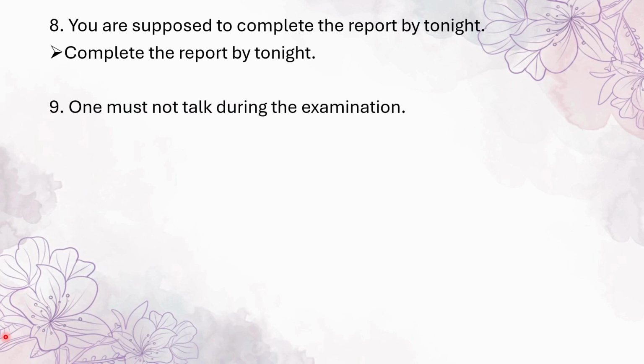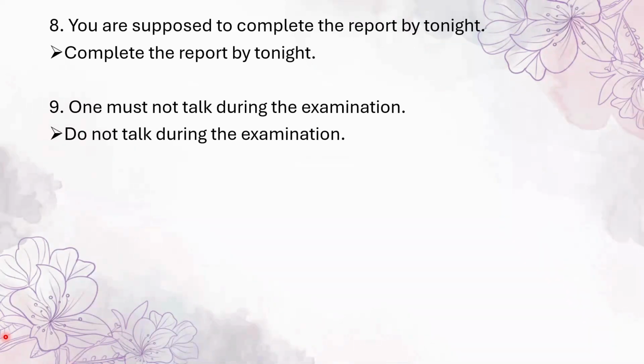"One must not talk during the examination" becomes "Do not talk during the examination." A rule or instruction like this is better expressed as a negative imperative. So we say "do not talk" to make the restriction obvious and strong.